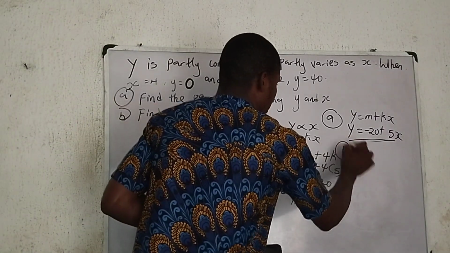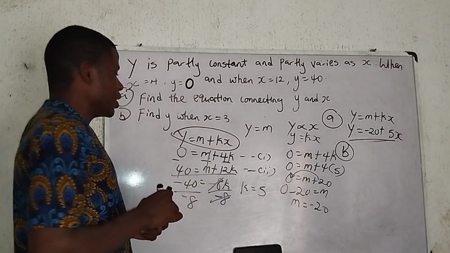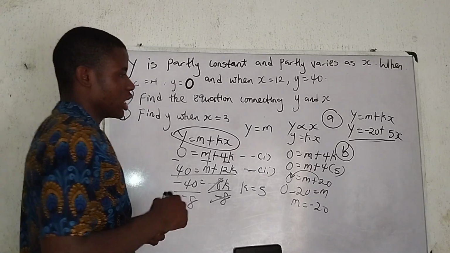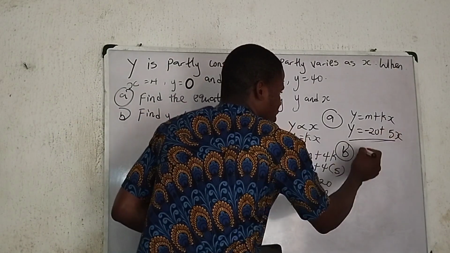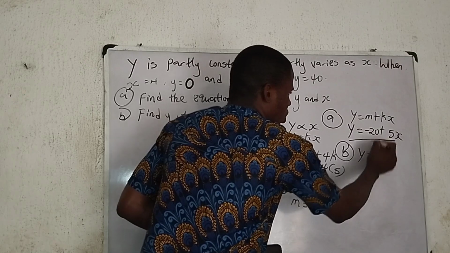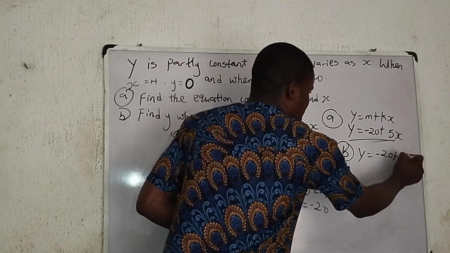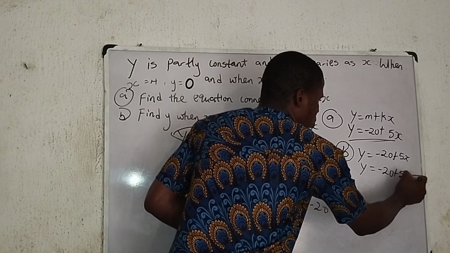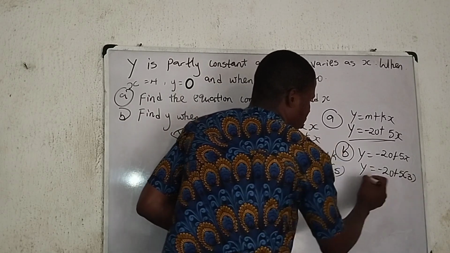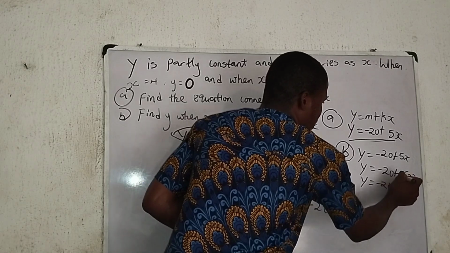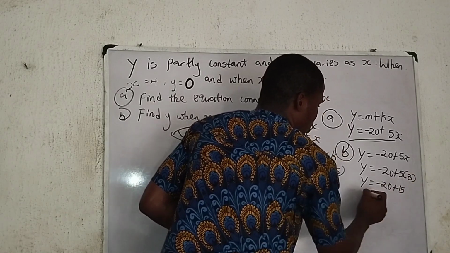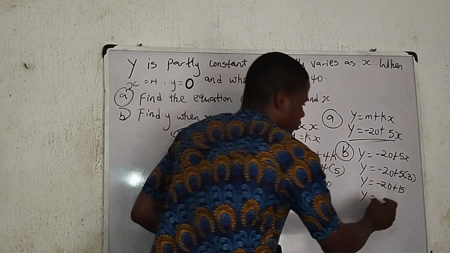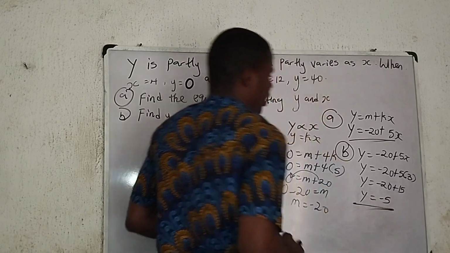Option B, sorry, the next question, number B, find y when x is what? 3. We are asked to find y when x is 3. So we know that y is equals minus 20 plus 5x, right? So we have that y is equals minus 20 plus 5 into bracket, x is 3, right? So y is equals minus 20, 5 times 3 is 15. Y is equals minus 20 plus 15 will give you minus 5. And I've gotten my answer.